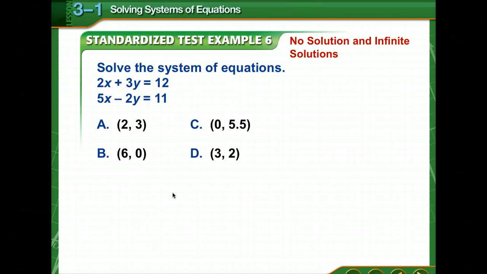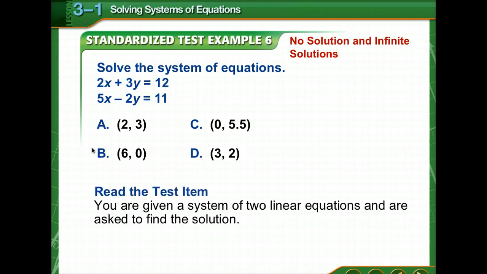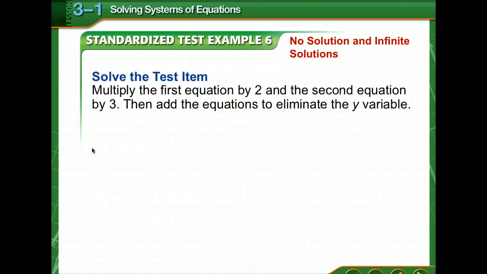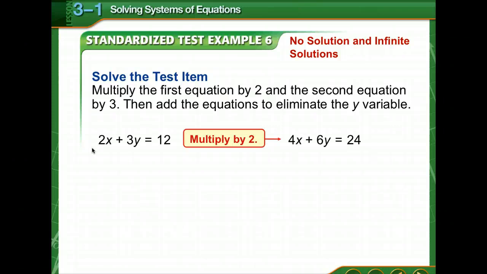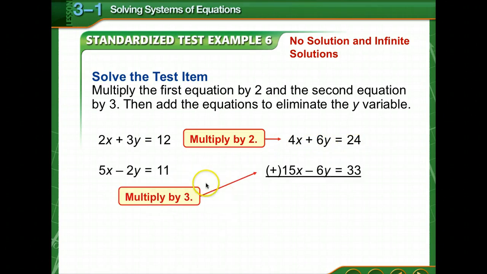Okay, now for our standardized test example. They're wanting us to solve this system of equations. Notice we have a problem. None of these are alike. So what are we going to do? Well, we're going to multiply the first equation by 2 and the second one by 3. When you multiply by 2, every term has to be multiplied by 2, so don't forget that. Then we're going to multiply the second equation, every term, by 3.